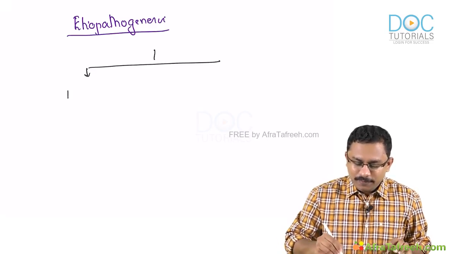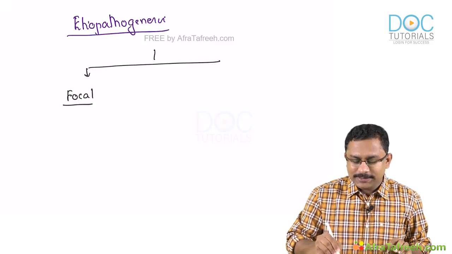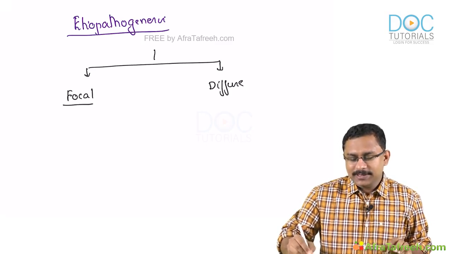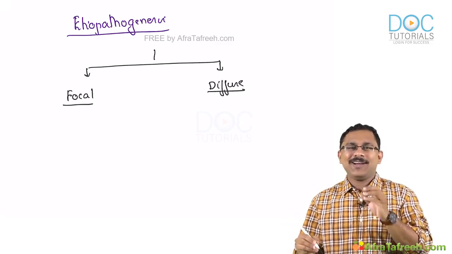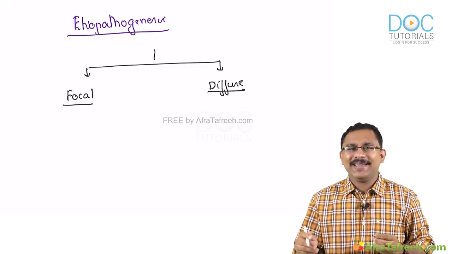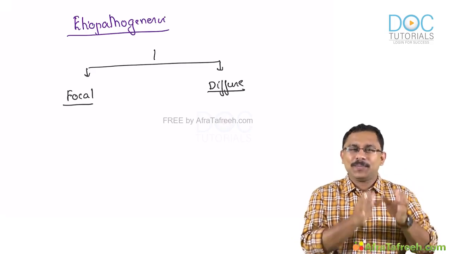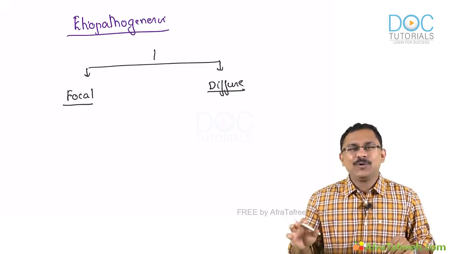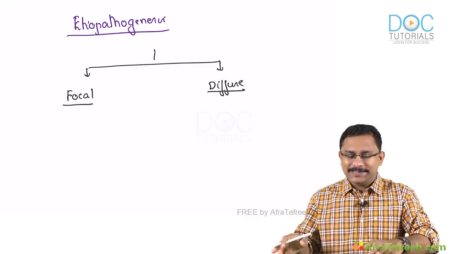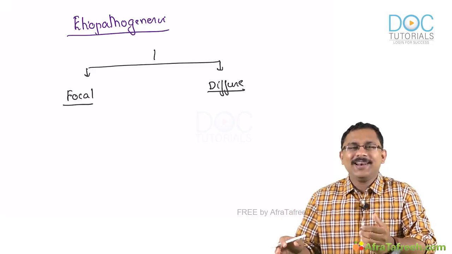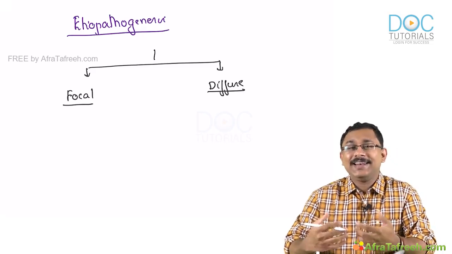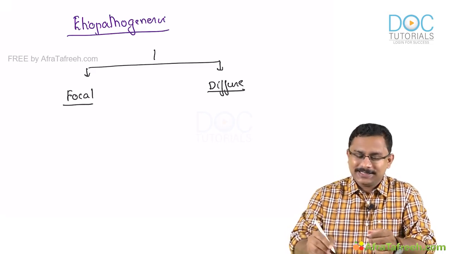You can have a focal bronchiectasis. You can have a diffuse bronchiectasis. Simple. Focal means the dilatation of the bronchi is very focal, at a particular region only. Diffuse means you are having a diffuse dilatation of your airway. As simple as that.